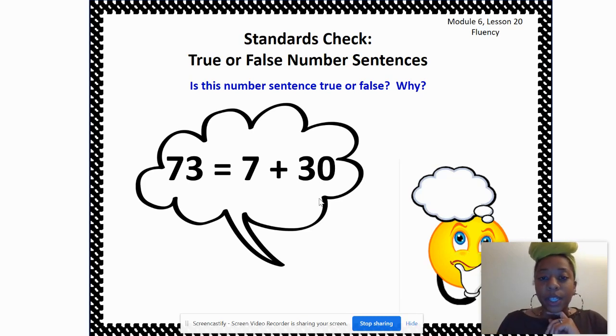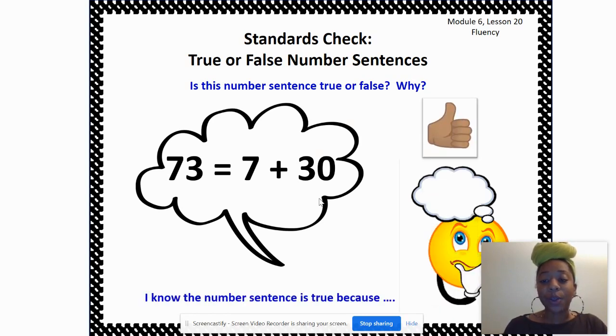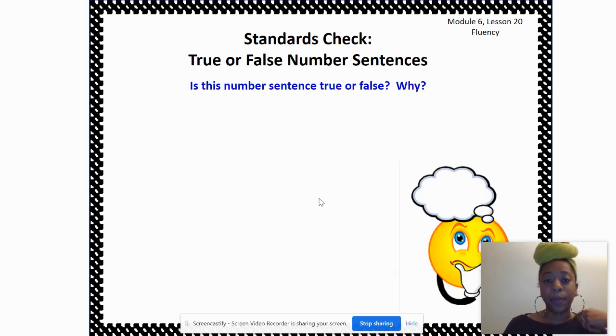Let's see, is this number sentence true? 73 equals 7 plus 30. Remember, both sides need to match for it to be equal. If I add 7 plus 30, will we get 73? Let's think. You're right, the statement is true. I know this because both sides are equal. Good job.